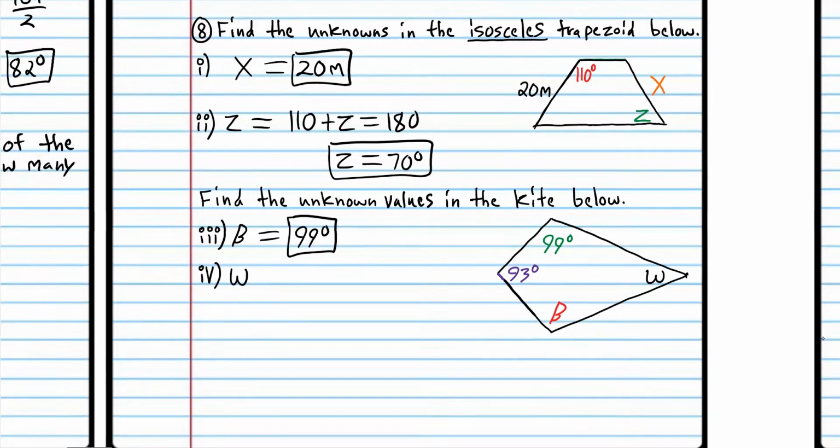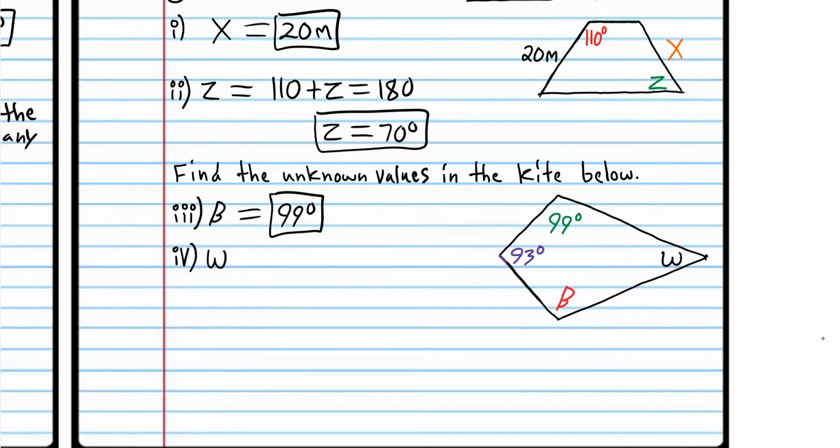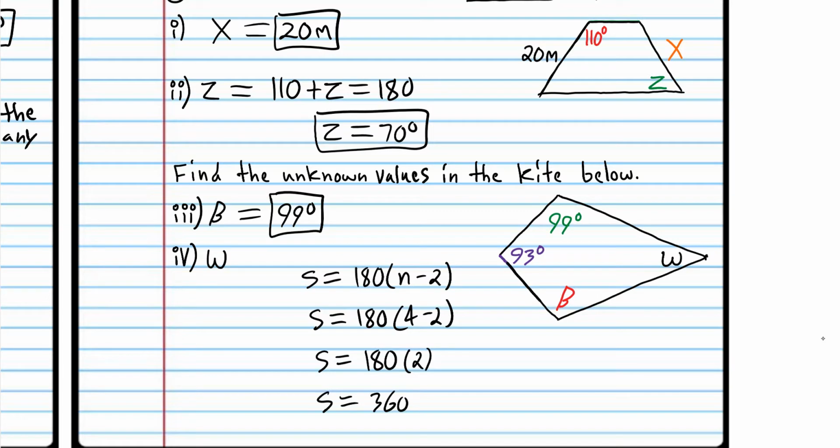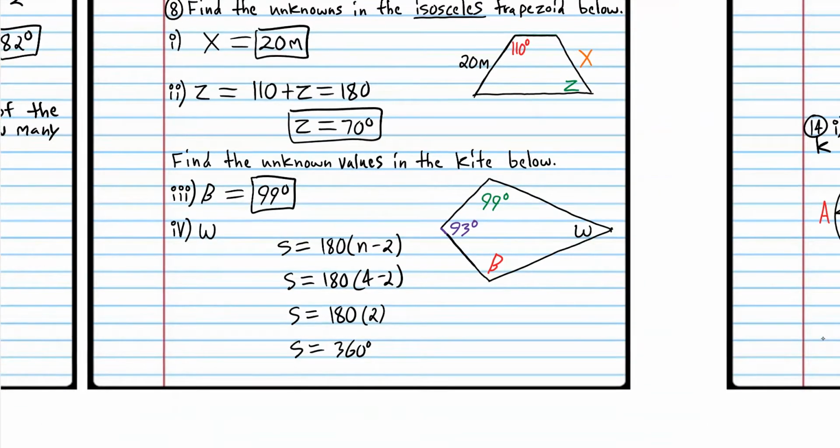And in order to find omega, we'll use the fact that the sum of all the angles in a convex polygon is equal to 180 times the number of sides minus 2. Now, we know the number of sides. It's a quadrilateral, so that's 4 minus 2. You don't really have to show this work, but I'm just demonstrating how we know that all the angles inside that polygon must add up to 360 degrees.